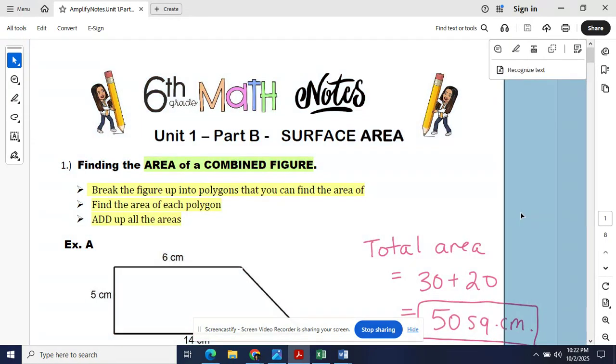This is the video for the Unit 1 Part B surface area. Finding the area of a combined figure.